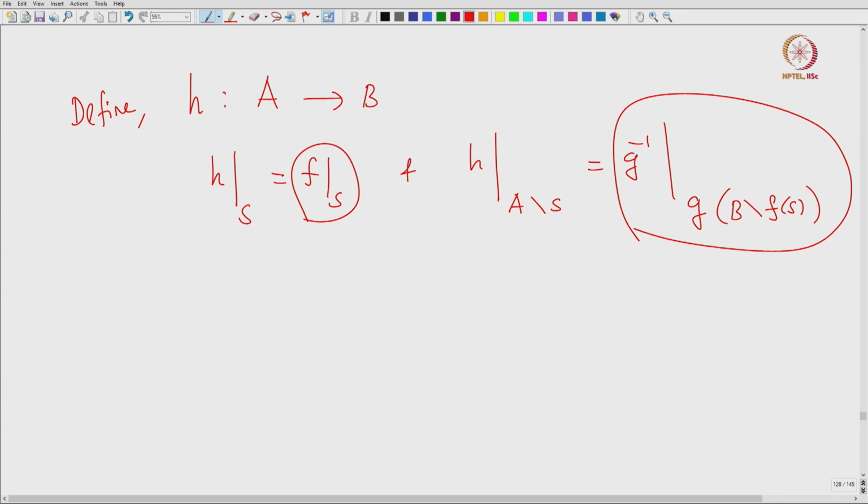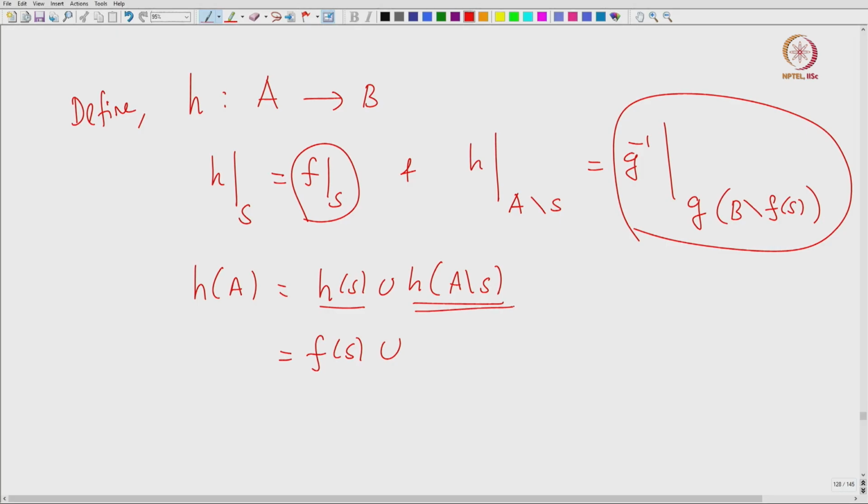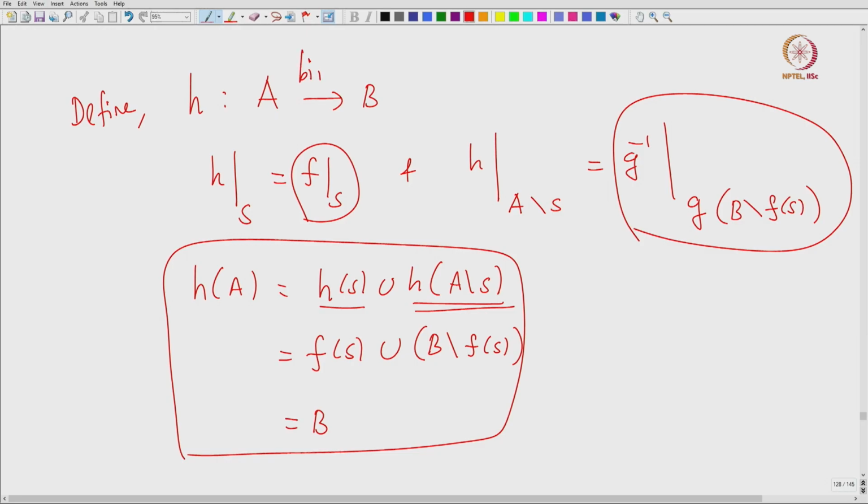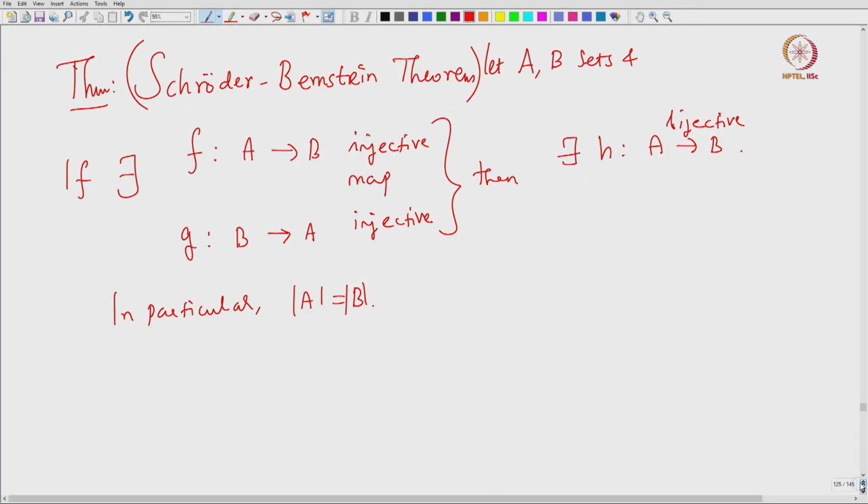Now it is also surjective because the image h of A, you can write it as h of S union h of A difference S, which is exactly f of S union h of A difference S, which is exactly B difference f of S. So, that gives us exactly B. So, this implies that this is indeed a bijective function from A to B. So, that proves that the cardinality of A is equal to the cardinality of B for any two sets A, B that satisfy the property that we stated in the theorem.